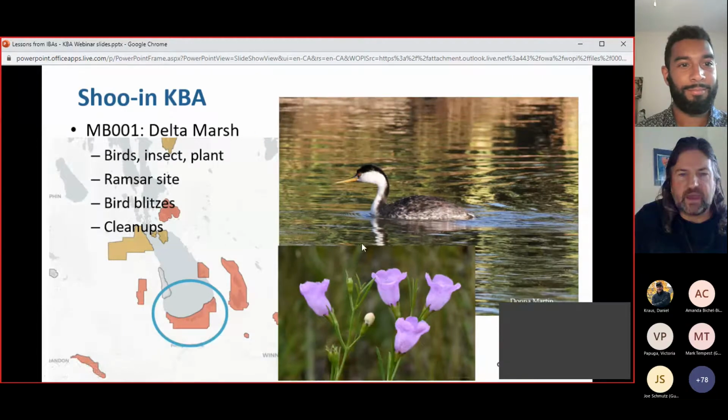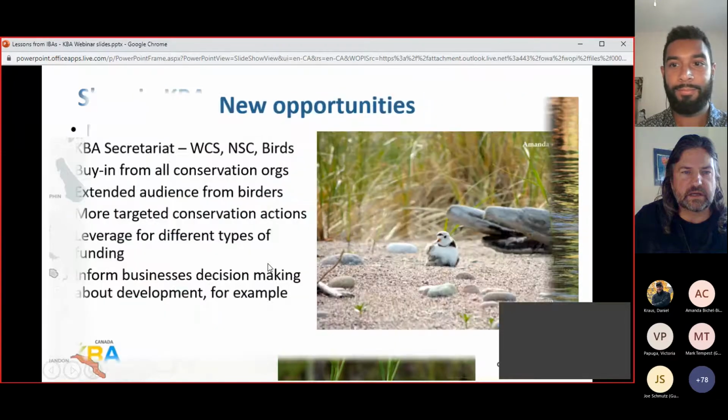Another IBA that is a shoe-in for KBA status, spanning other taxonomic groups. It's a Ramsar site. Dan mentioned this in his talk. Bird blitzes, bio blitzes can be done here, cleanups, etc. So there's a lot of actions that could occur. And this is my final slide.